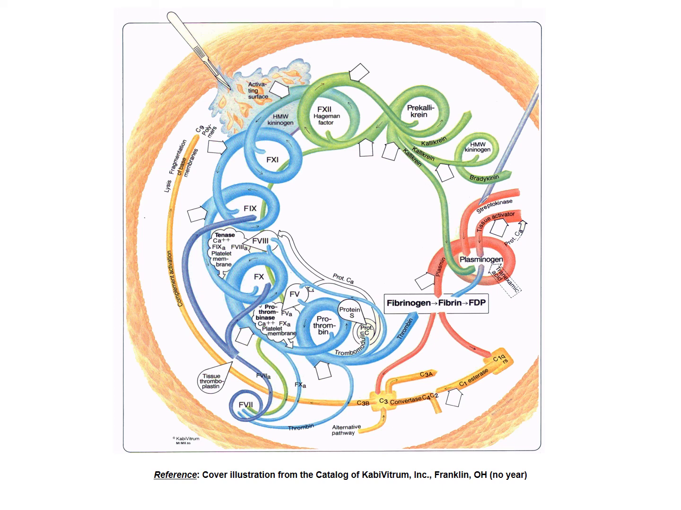Another one is the prekallikrein-kallikrein kininogen system, which is illustrated in green. The fibrinolysis process is illustrated in red. And last but not least, the protein C activation, which brings about the activation of white blood cells, is illustrated in yellow.